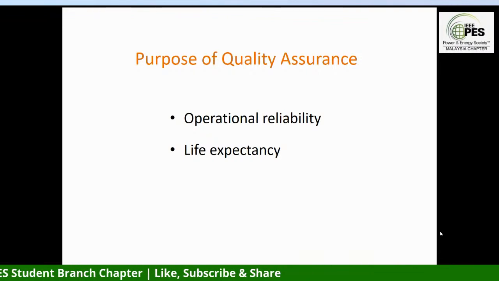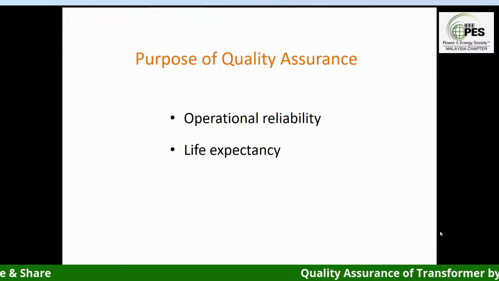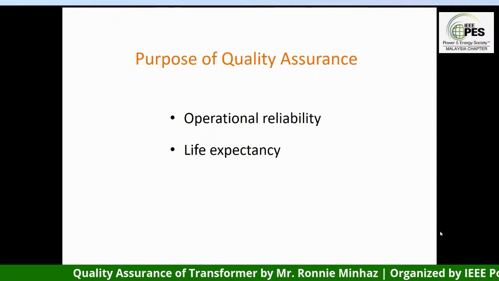Number one purpose is operational reliability. The second reason is the life expectancy of the transformer, extending the life expectancy of the transformer. Now, let's answer the first question.